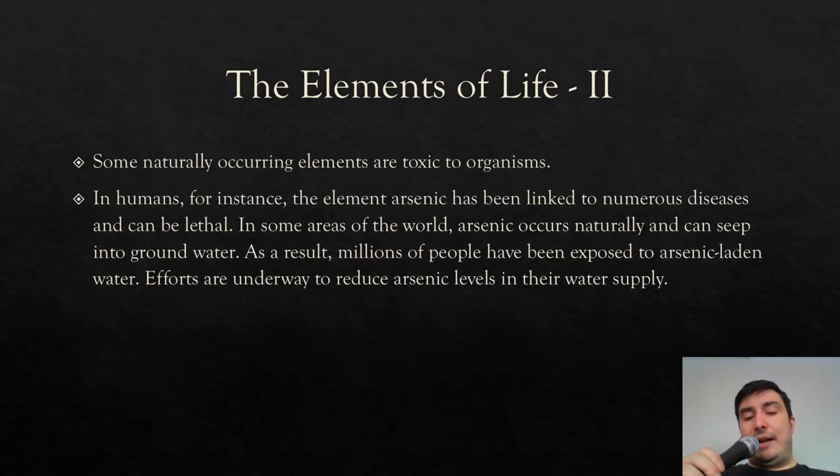Some naturally occurring elements are toxic to organisms. In humans, for instance, the element arsenic has been linked to numerous diseases and can in fact be lethal. In some areas of the world, arsenic occurs naturally and can seep into groundwater. As a result, millions of people are being exposed to arsenic-laden water. Efforts are underway to reduce arsenic levels in their water supply.